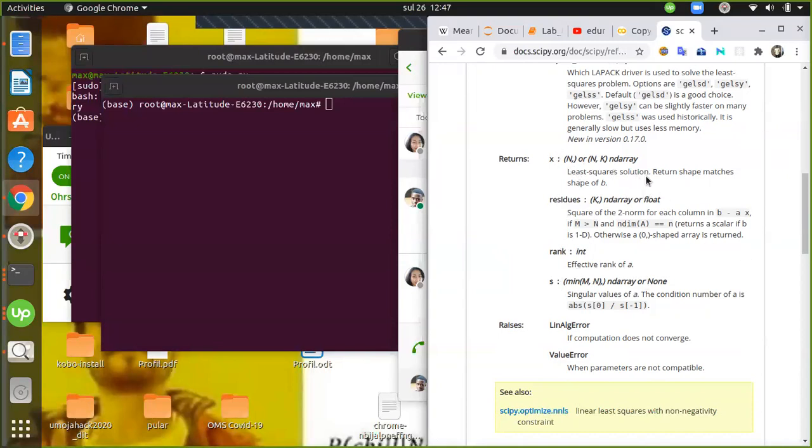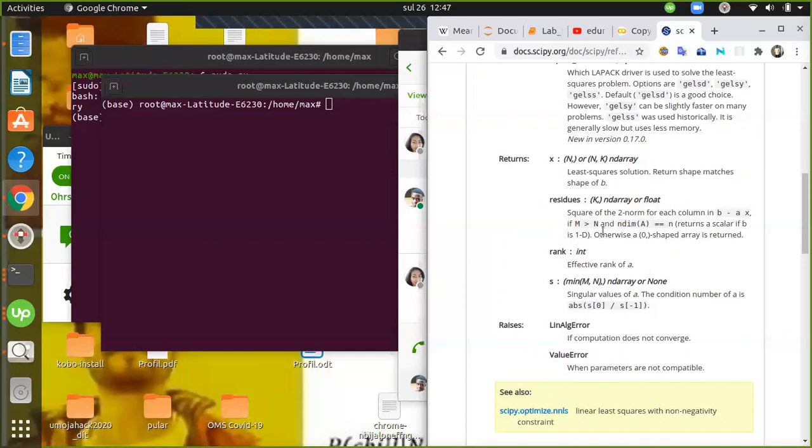X is the least square solution, and it is of the shape of b, the least square solution. So the shape of b, the shape of the grade. The residue, an array of residues. It is the errors for each observation in our data set. The rank, the effective rank of A.